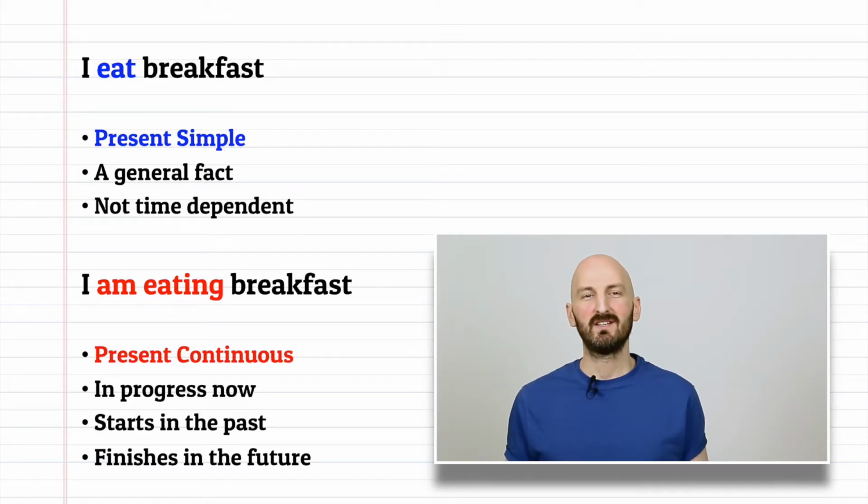To begin with, let's ask ourselves, what is the difference between a continuous tense and a simple tense? And how do we use them? Well, let's find out. I eat breakfast. The verb form in this sentence is present simple. It describes a general fact and is something that happens regularly.